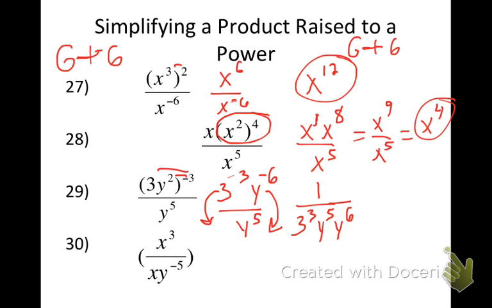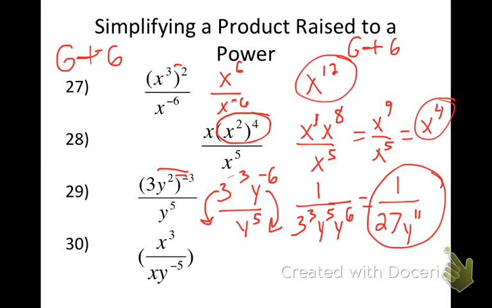What's 3 to the 3rd going to give me, Allie? 3 to the 3rd. So I have 1 over 27. What's y to the 5th and y to the 6th give me, Allie? Y to the 11th. So I have 1 over 27, y to the 11th there.